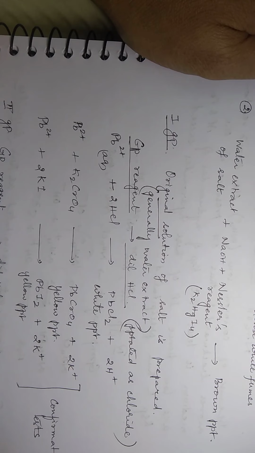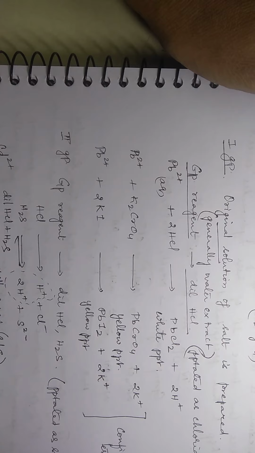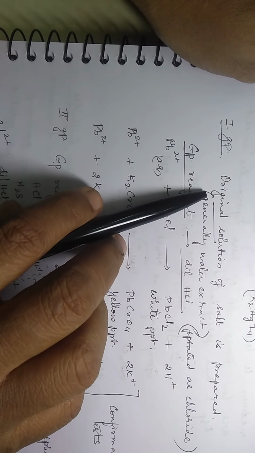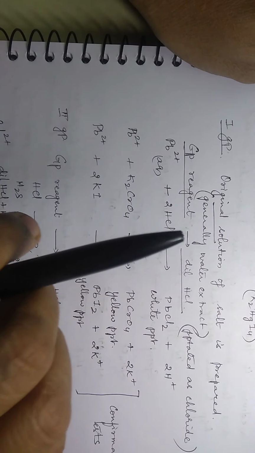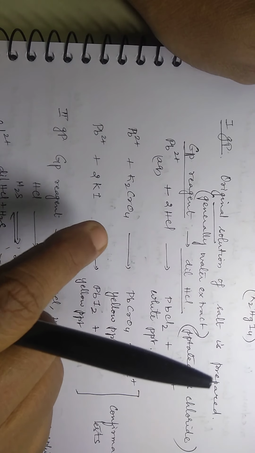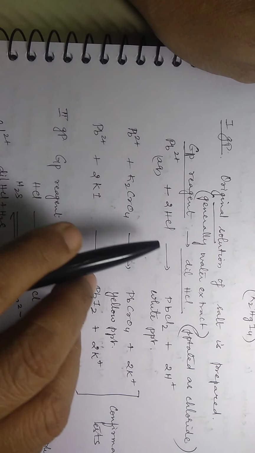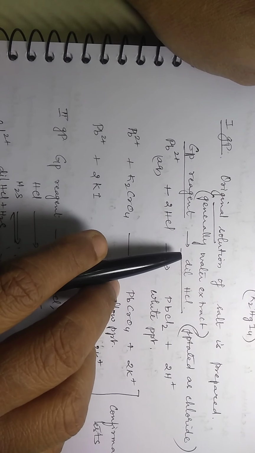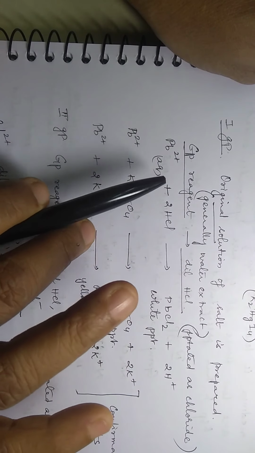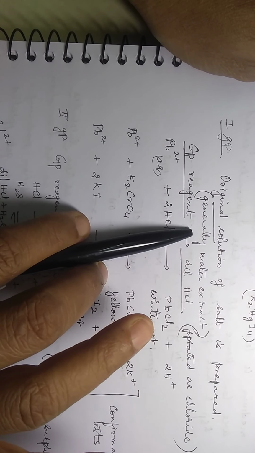So I started with the zero group. Now let's come to the first group. In the first group, how do you do it? Again, you prepare the water extract of the salt. That means a pinch of salt added to distilled water, and you shake it nicely and dissolve it nicely. Your original solution is prepared. Now remember, this water extract can be prepared only for water soluble salts. The salt should be soluble in water, only then you can prepare the original solution in water.